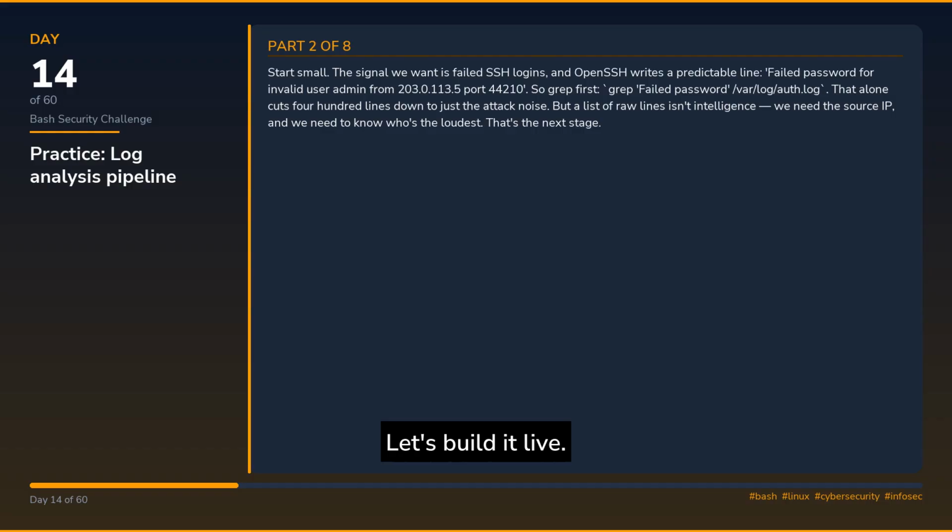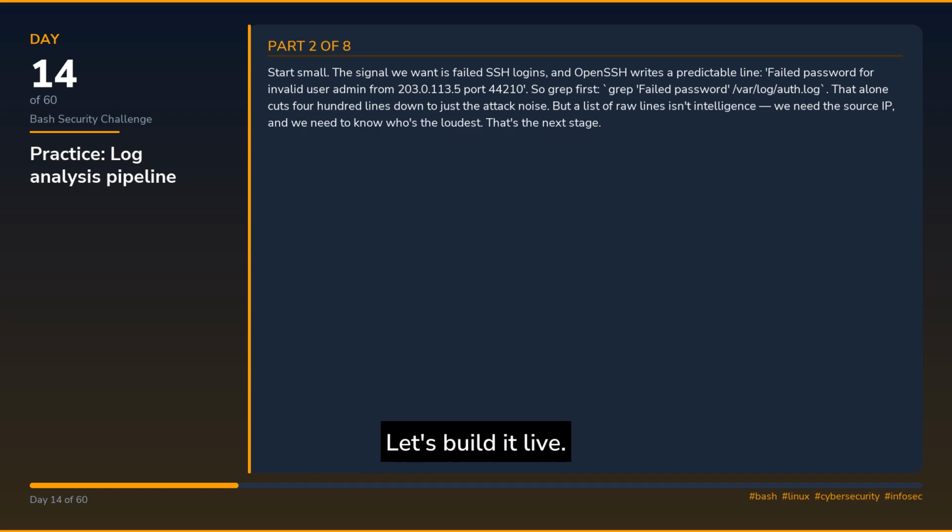The signal we want is failed SSH logins, and OpenSSH writes a predictable line: Failed password for invalid user admin from 203.0.113.5 port 44210. So grep first. grep "Failed password" /var/log/auth.log. That alone cuts 400 lines down to just the attack noise.